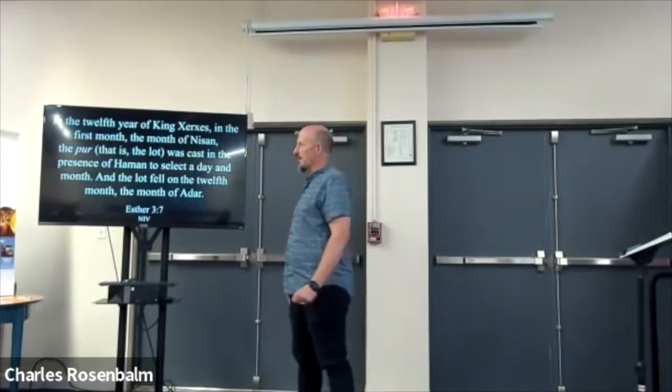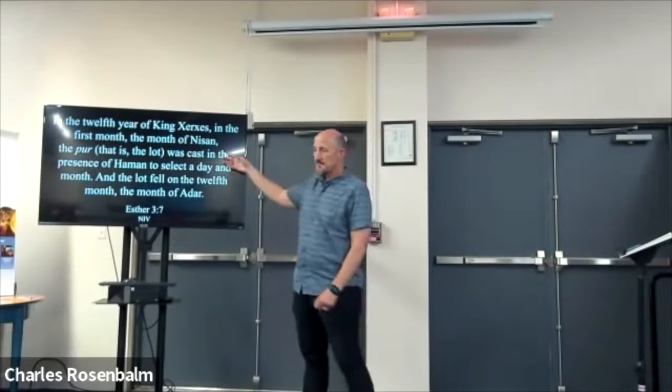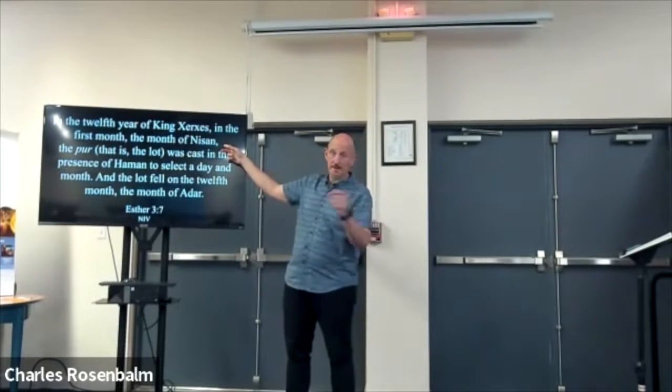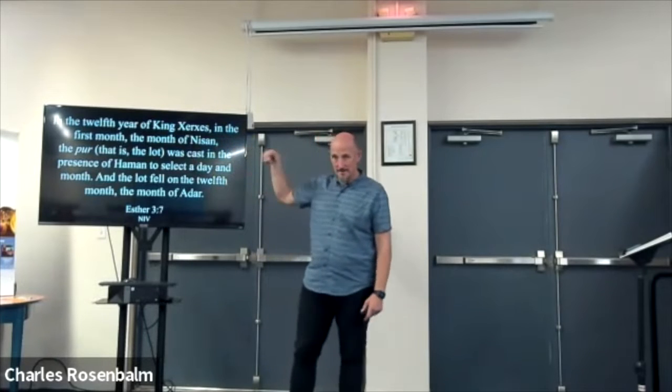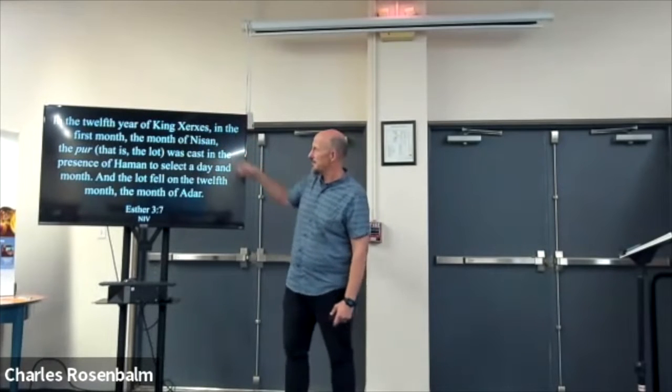In fact, here's one of the verses in there. In the 12th year of King Xerxes, chapter 3, verse 7, in the first month, the month of Nissan. So here we go. I didn't bring the calendar along. If you remember, Nissan is the month of Passover. It's not the month of Rosh Hashanah. Rosh Hashanah is in the fall. Nissan is in the spring. So in the Babylonian captivity or the Persian captivity days, they're going by the biblical order of months. The first month is Nissan.